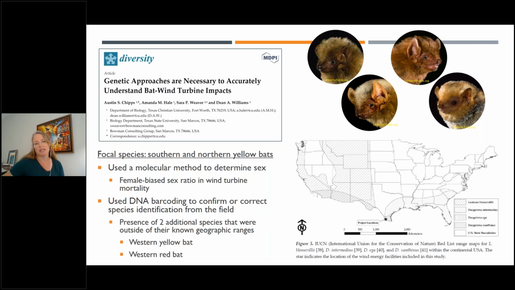The other thing that we wanted to do, because these northern and southern yellow bats are so similar, was use DNA barcoding to confirm or correct their species ID. And what we discovered in the data set was there weren't just 2 bats, there were 4. And so the bats on the bottom there, one is the western yellow bat and one is the western red bat, and both of these species were outside of their known geographic ranges. So in hindsight, it turned out to be quite important to check our identification, because we had four species in our data set rather than just the 2.